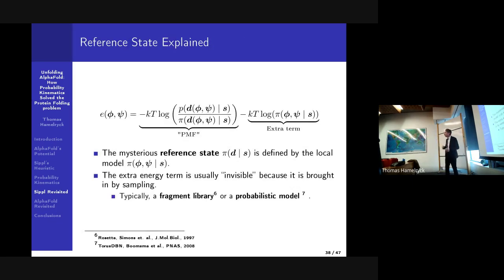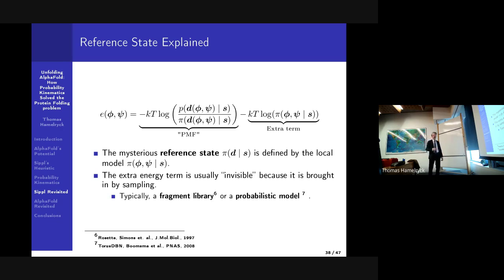So now the mysterious reference state. Where does this come from? Now we know exactly what the reference state is. The reference state is nothing else than the probability over our distances if we would sample these distances from our distribution over our angles. So the reference state is very, very precisely determined. It comes from basically this local distribution that determines our angles.